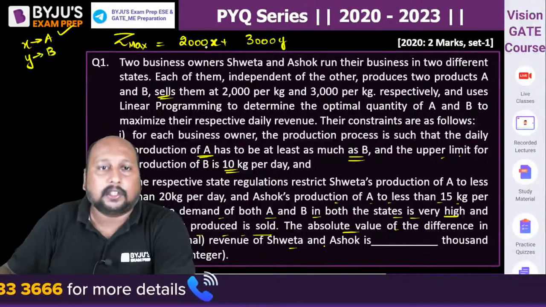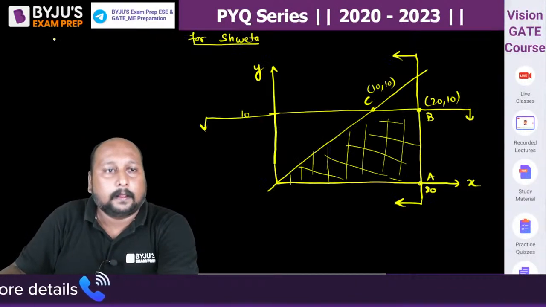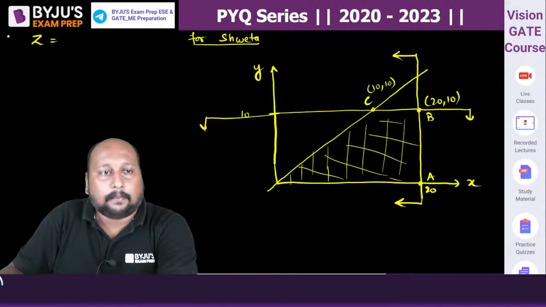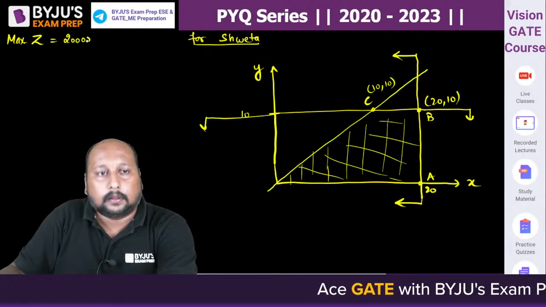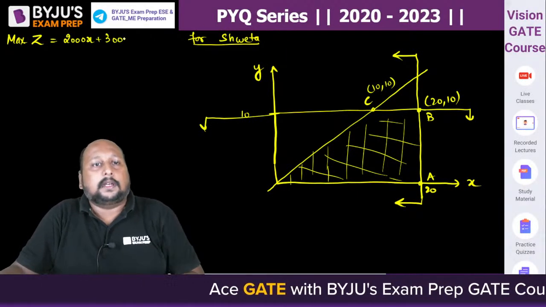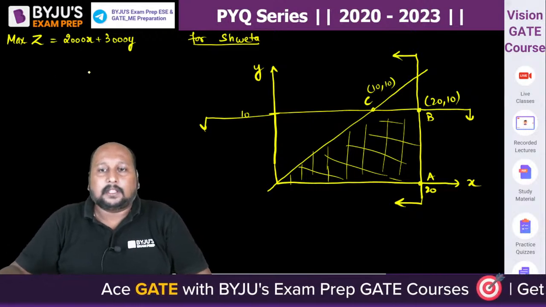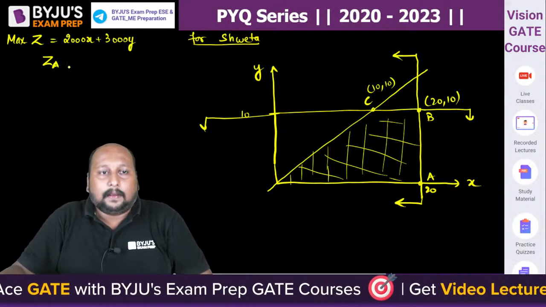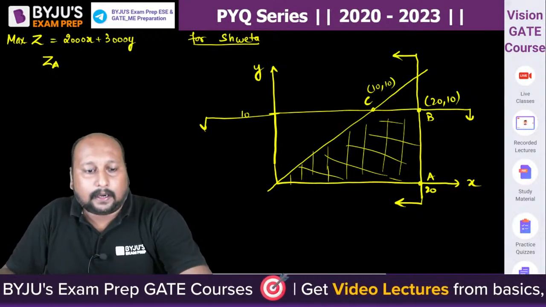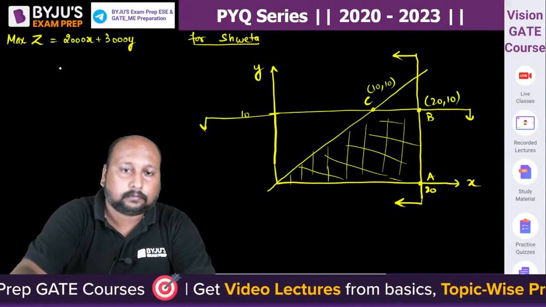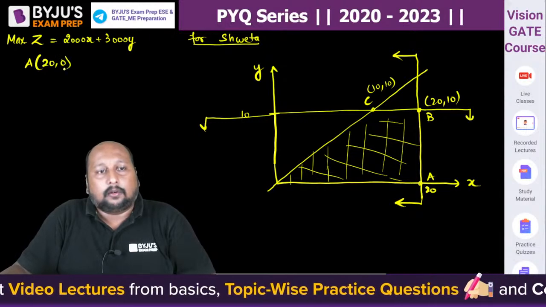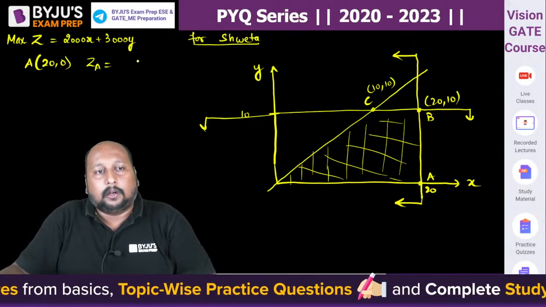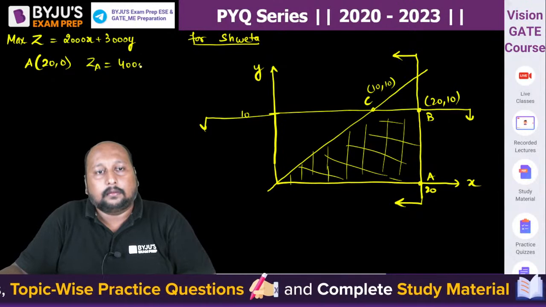What is the objective function? Z is equal to 2000 x plus 3000 y. The maximum value of Z that we need to identify. Quickly tell me what is the value of ZA. ZA will be equal to the A coordinate. Let me write the values over here. The A coordinate is 20 comma 0. So ZA value will be equal to 40,000.